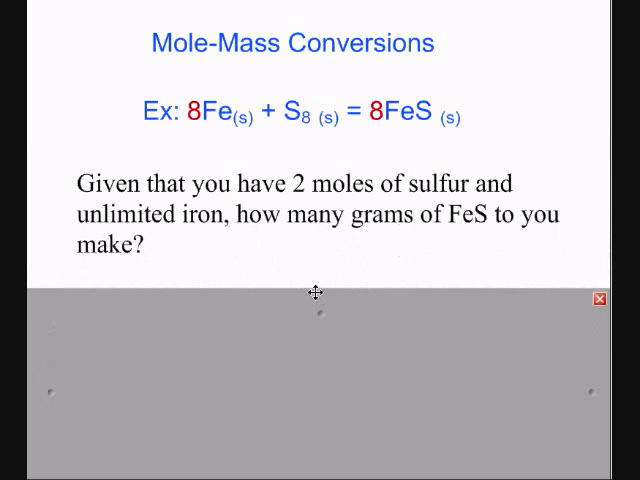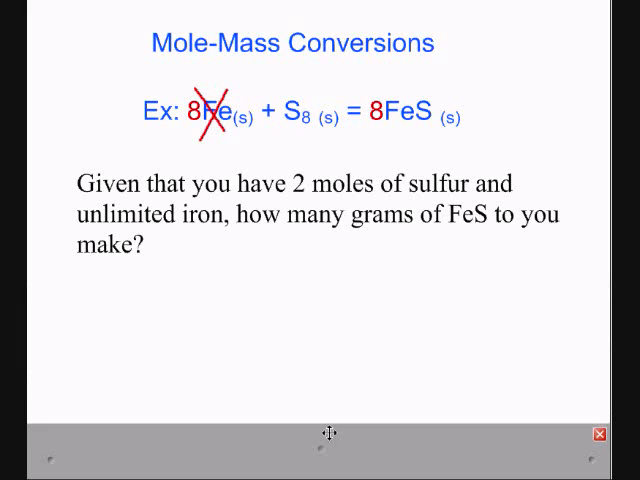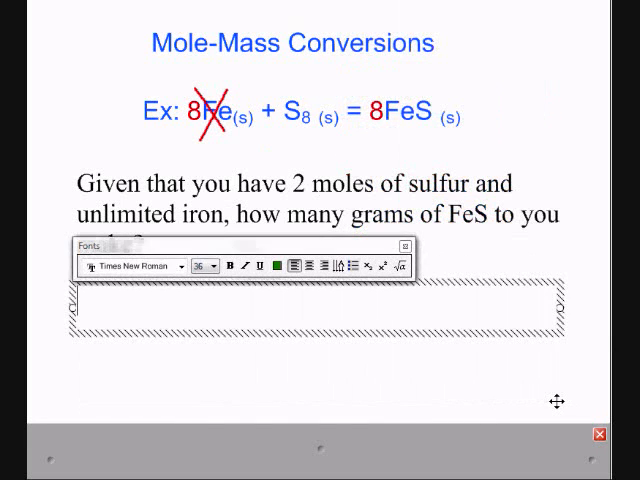Let's go ahead and look at the problem. Given that you have 2 moles of sulfur and iron is unlimited. Iron is unlimited. Okay, so we don't care about the iron. Let's get rid of that. The amount of sulfur will determine the amount of product iron sulfide. So, given that iron is unlimited and you have 2 moles of sulfur, how many grams do you get? Not moles, but how many grams of iron sulfide do you produce? Same thing, except now we have an extra step here. Let's go ahead and start it out like we did before.